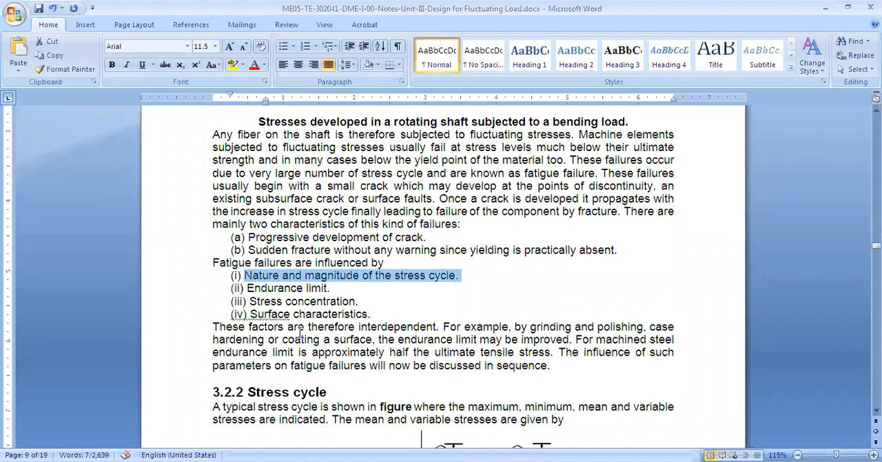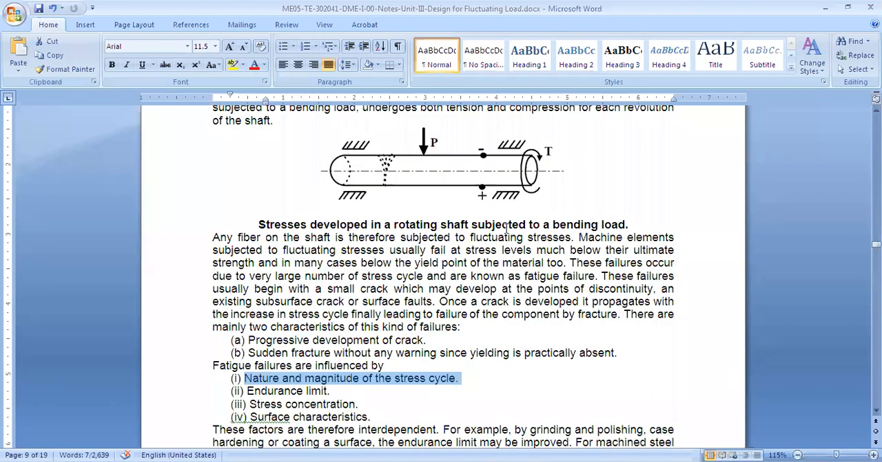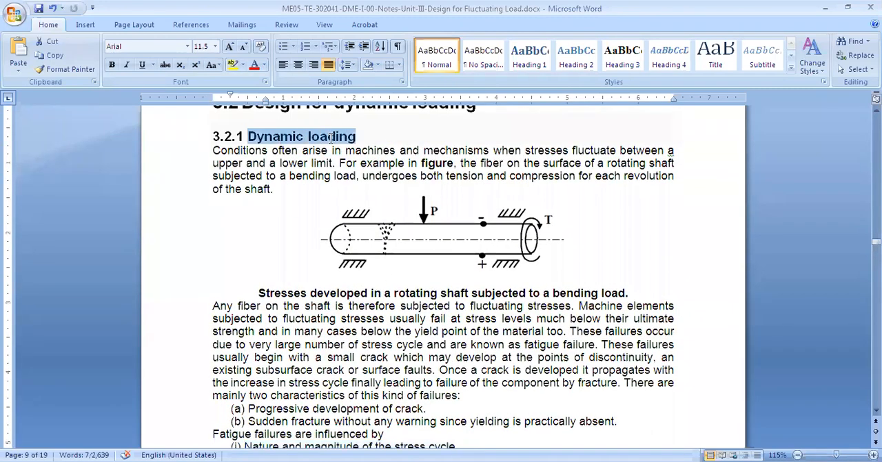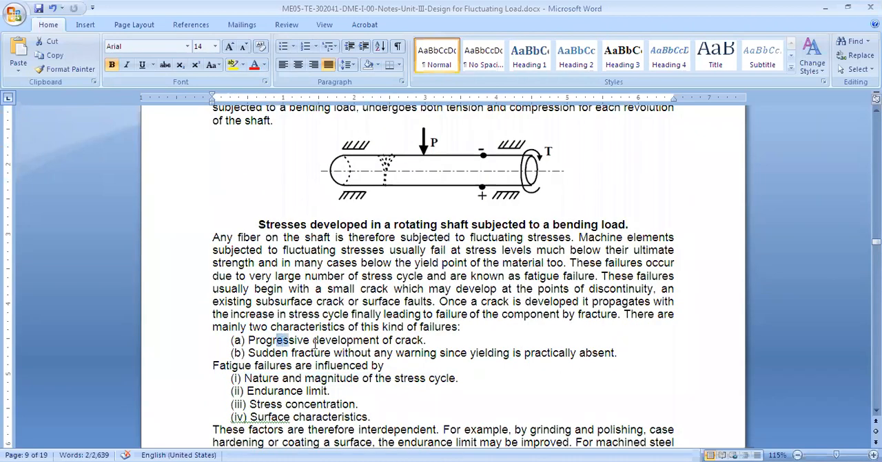Stress concentration, we have seen that in the last topic. Stress concentration happens because of changes in the dimension. Then surface characteristics. Now, why does this particular element fail under dynamic loading? Because it starts with the development of a crack. So you will have a development of a crack, and then it will go on progressing, and it will fail.